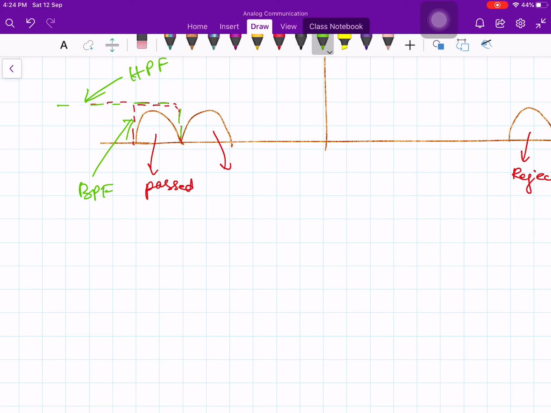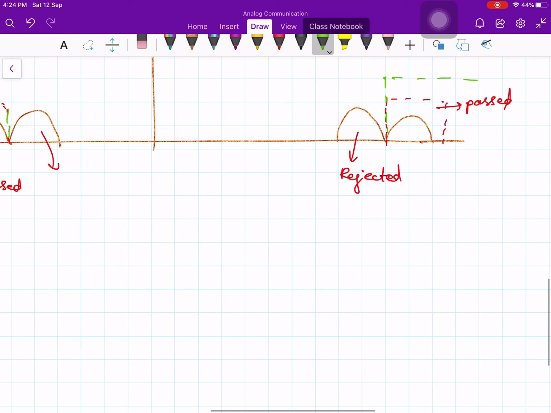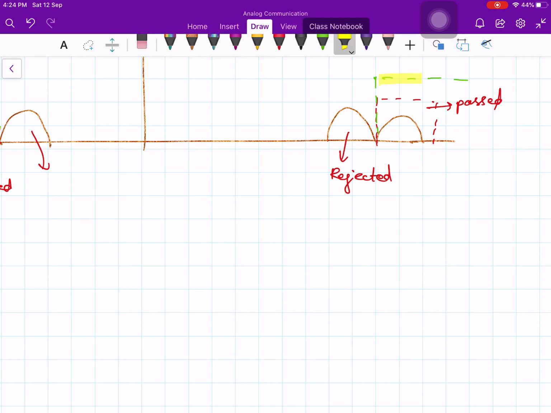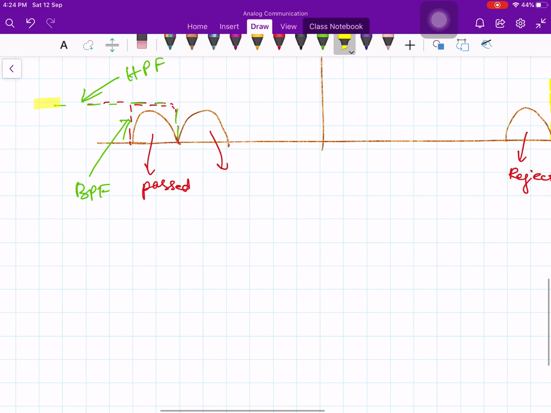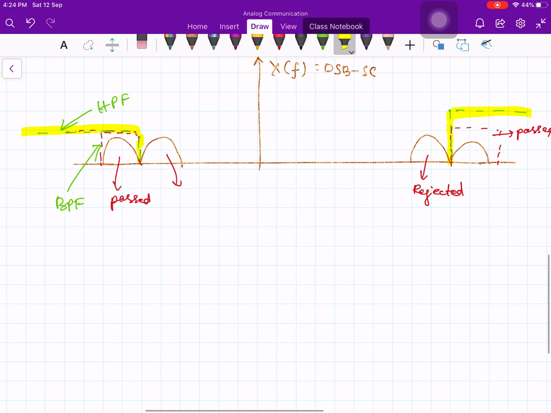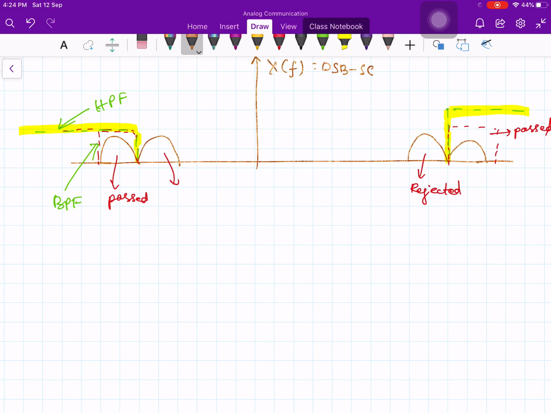So we require a filter with this kind of characteristics. So what is the transfer function for this kind of characteristics? If you write down H(f) in the frequency domain, H(f) is equal to 1 for f greater than fc for positive frequencies, and f less than minus fc, and 0 otherwise.